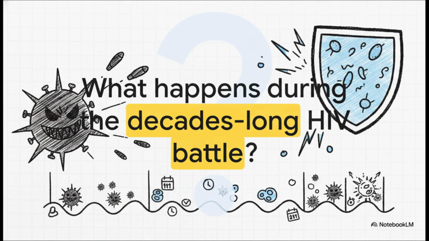Well, it helps to frame this infection as a slow, years-long war of attrition. We're talking about a highly specialized viral invader squaring off against our body's most advanced defense systems. It's definitely not a quick skirmish. It's a prolonged, decades-long battle with very distinct phases, shifting momentums, and catastrophic turning points.